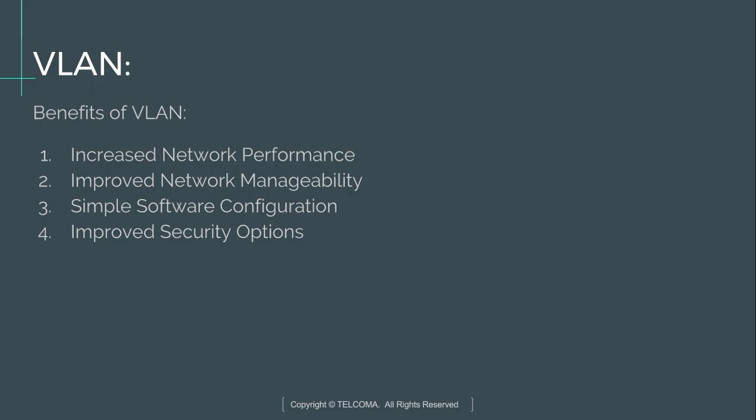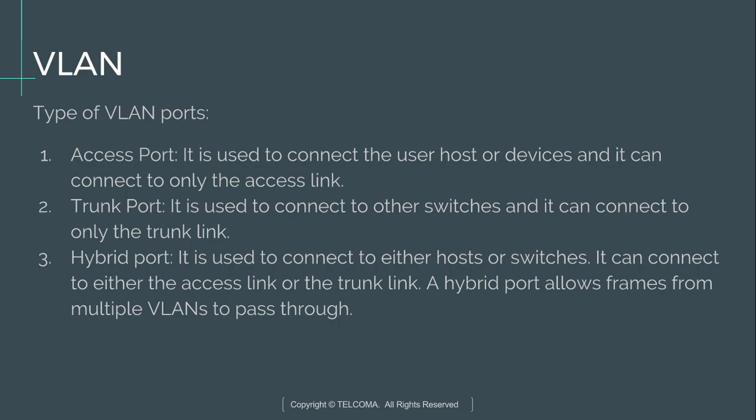So these are the benefits of the VLAN. The next is the types of VLAN ports, the ports used in a VLAN. There are three ports: access port, trunk port, and hybrid port. The first one is the access port. Access ports are used to connect a particular user, host, or device in the network. It can connect only to the access link.